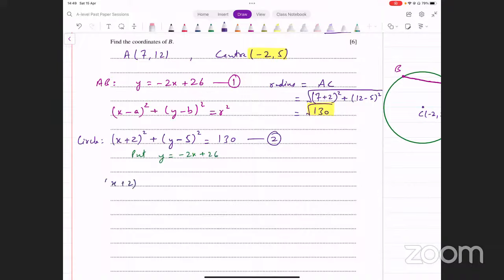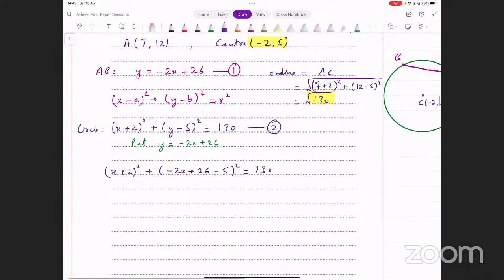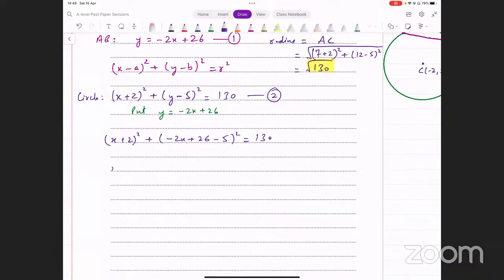x plus 2 whole squared plus y, which is -2x plus 26 minus 5 whole squared equals 130. And this gives us, sorry, x plus 2 whole squared, that's going to be x squared plus 4x plus 4. And then you need to simplify this first of all. This gives you -2x plus 21 whole squared. On the other side, you have 130.